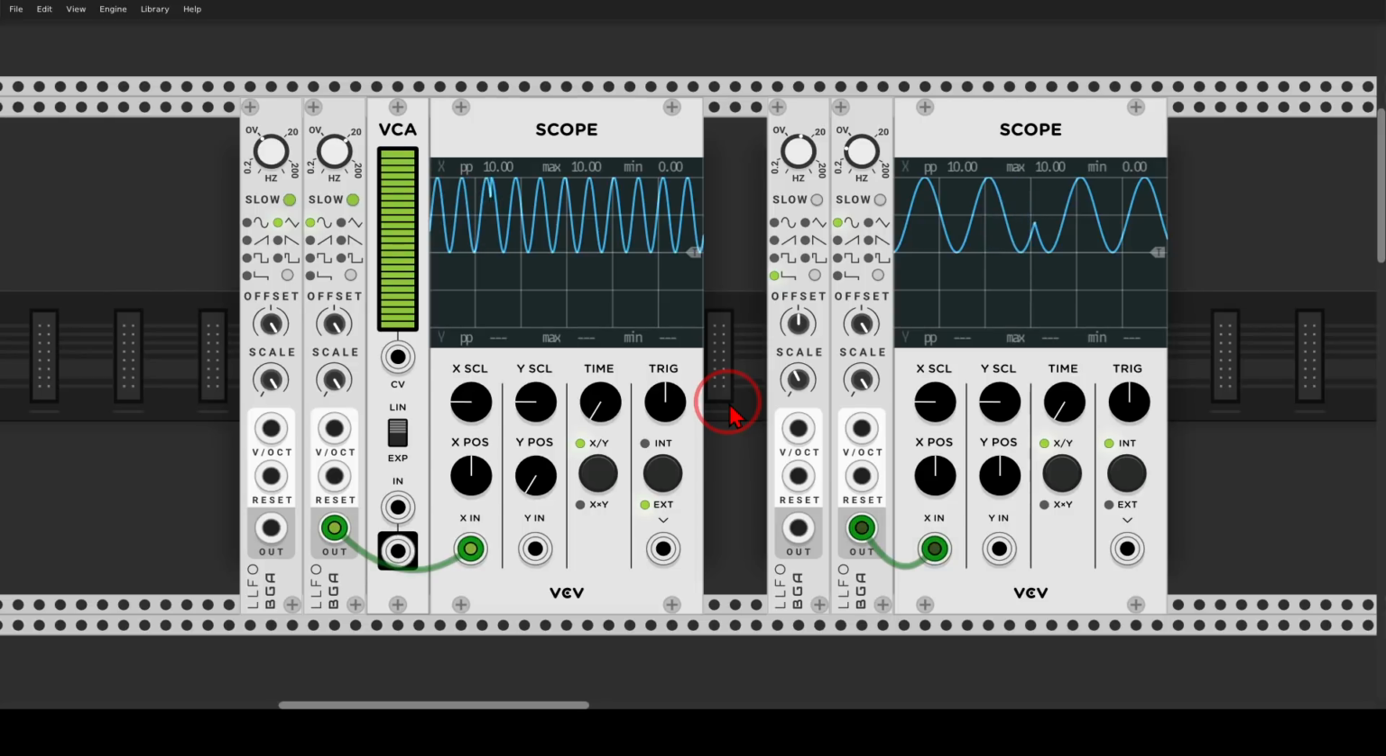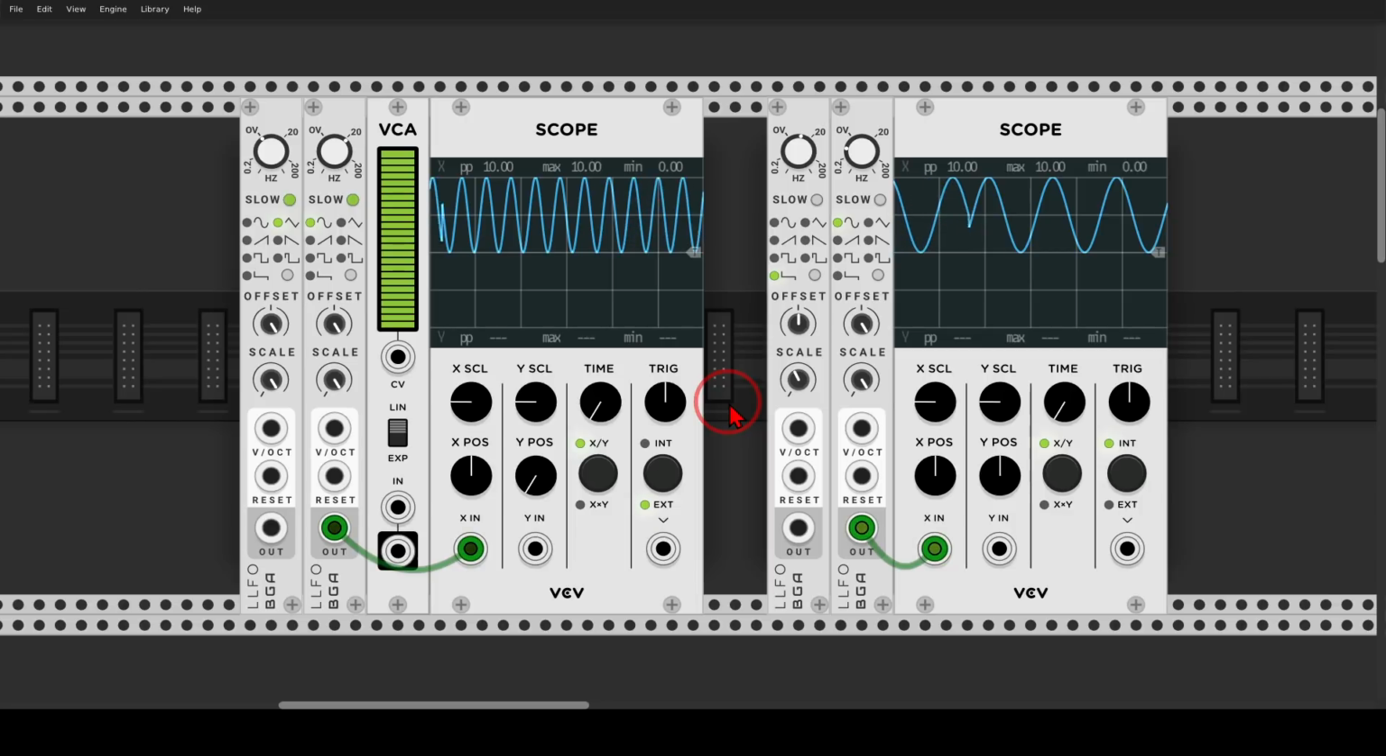So we will look today at a few ideas that might help you expand your generative patching. The first idea is modulating your modulation, and this can be done in a few ways. First of all, modulating the amplitude of modulation.